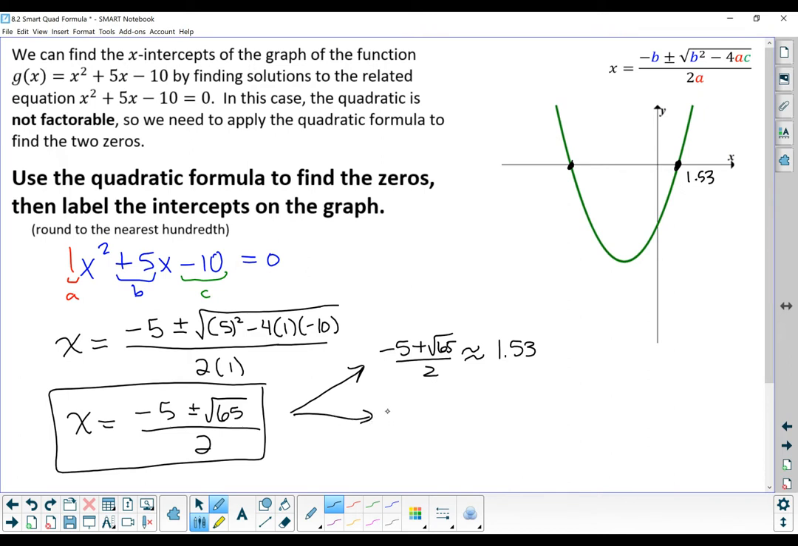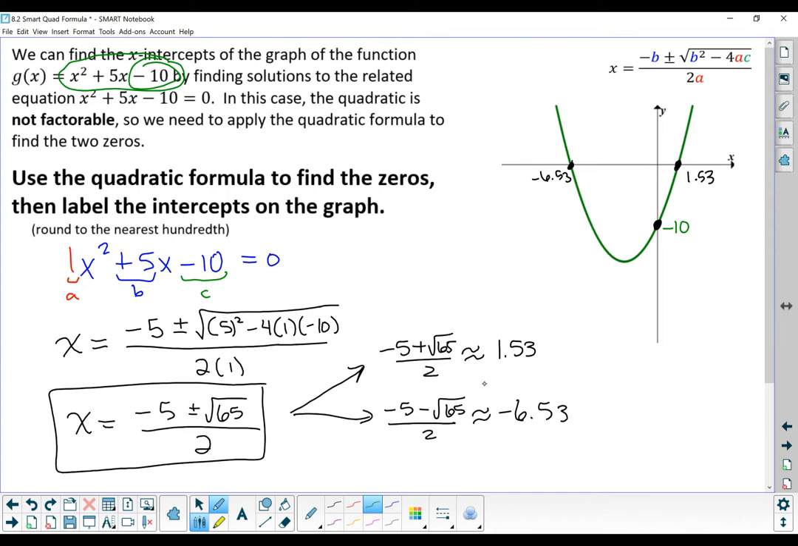The other root, or the other zero, is at negative 5 minus root 65 over 2. So again, use the fraction button first. Type in the numerator, put the 2 in the denominator, and get the decimal value of that, and it's negative 6.53. So that's how we are able to find our two x-intercepts. And then our y-intercept, of course, we can get from the original standard form equation. It's negative 10. So there's a sketch.